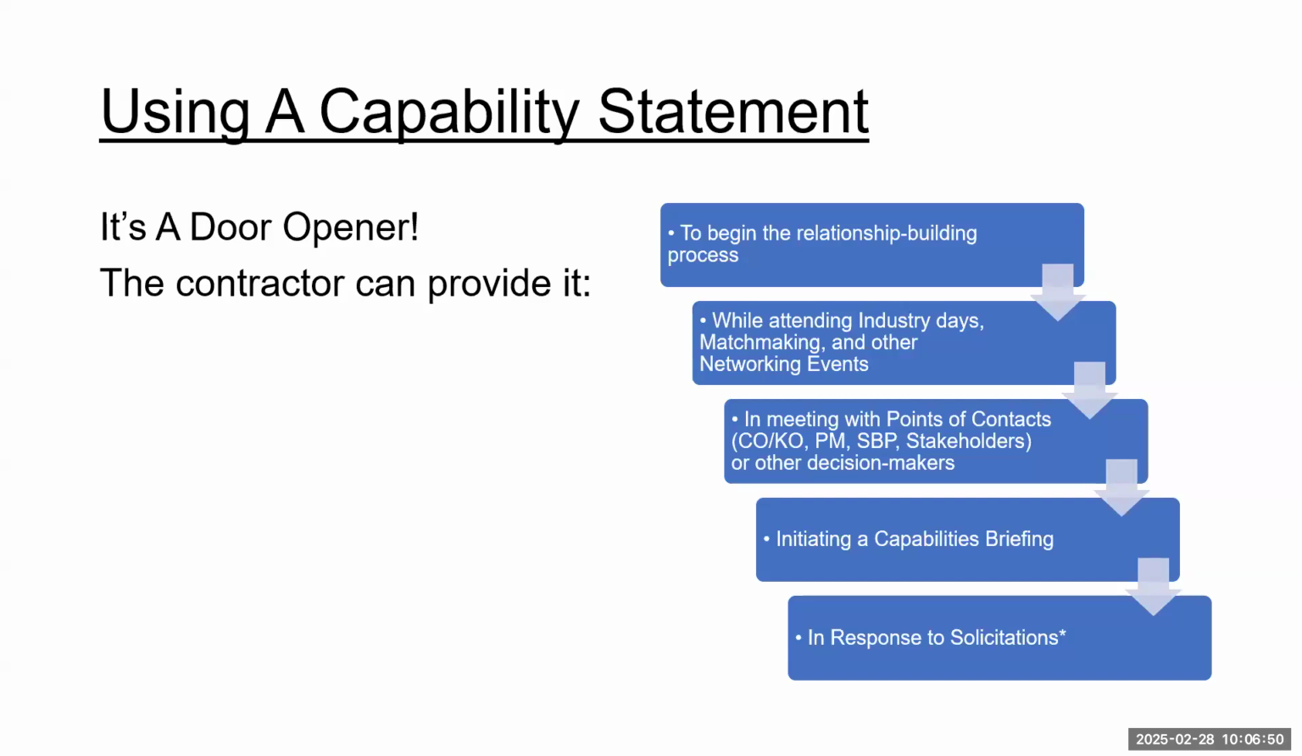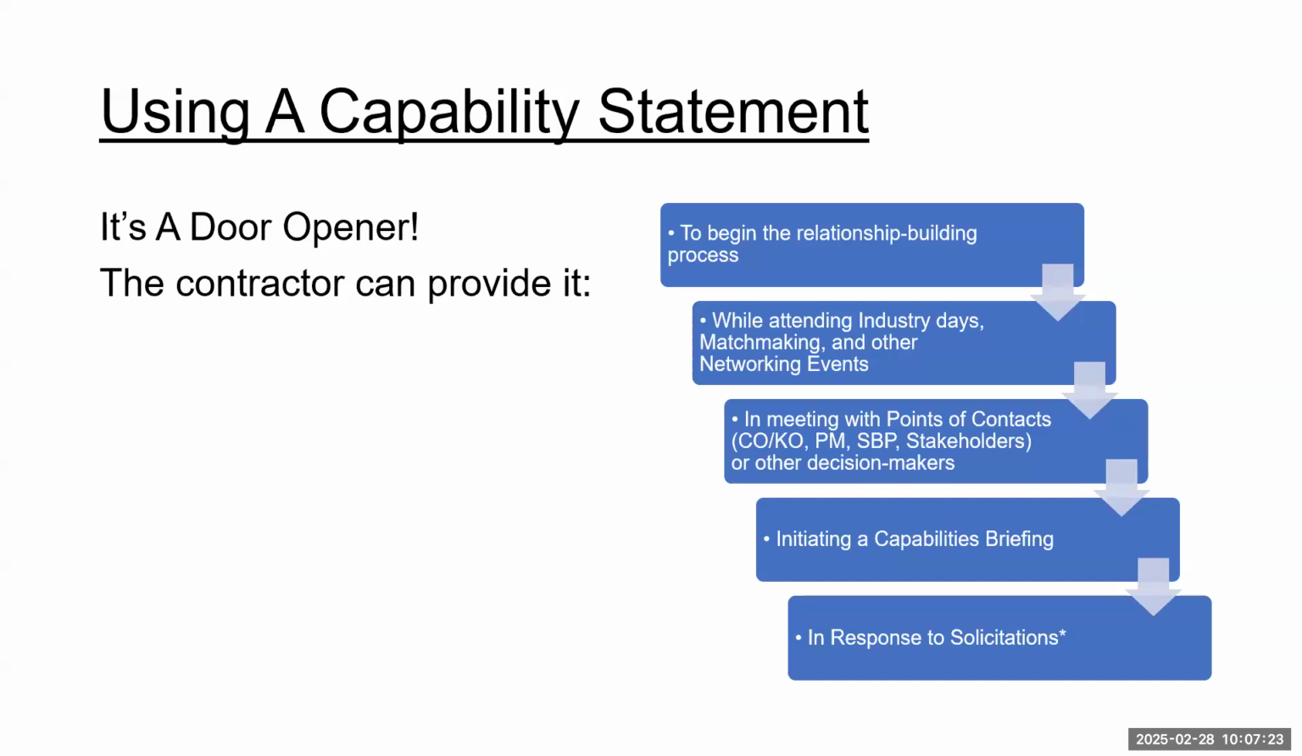You see those abbreviations there, CO and KO, those acronyms. CO, contracting officers, in the case of all agencies except the Department of Defense. KO there, because CO can mean commanding officer. So to avoid the confusion, they're going to be a KO in the case of the Department of Defense. PM, small business professionals, stakeholders, other decision makers, and initiating a capability briefing, again, and in response to solicitations.